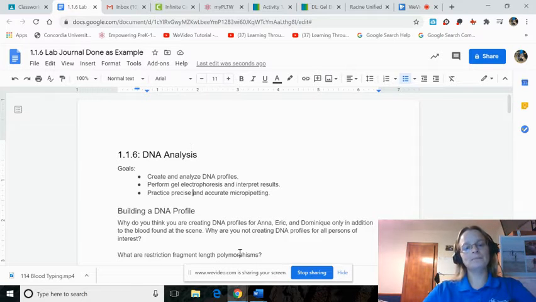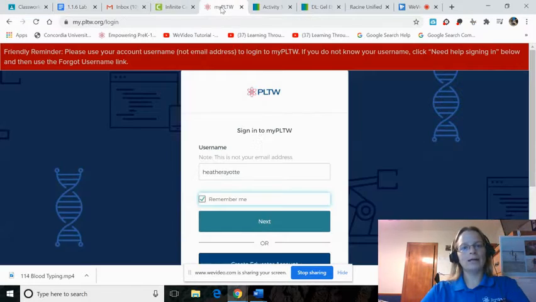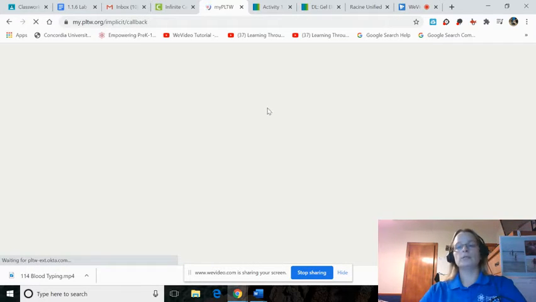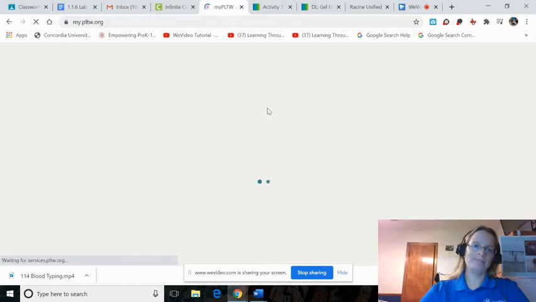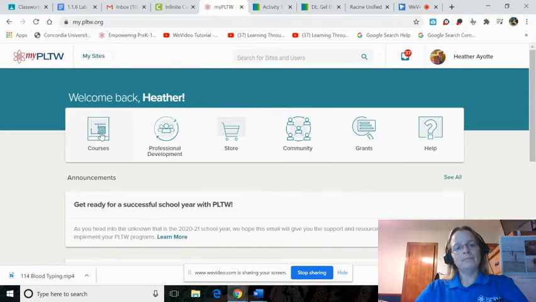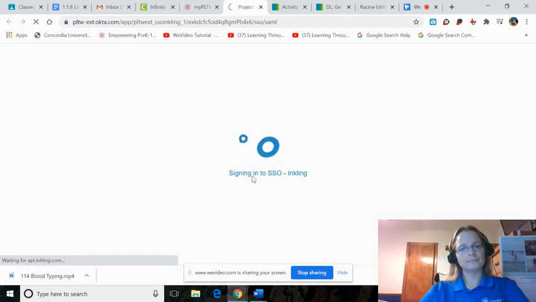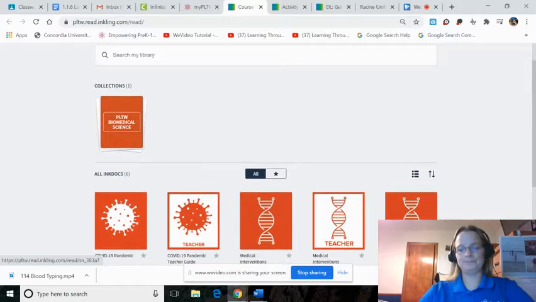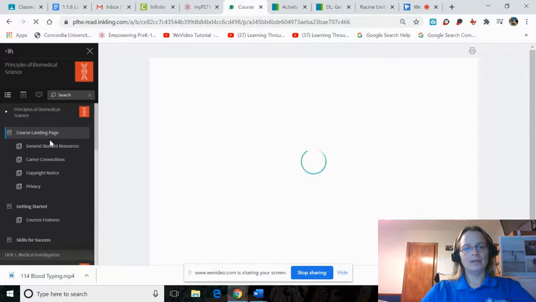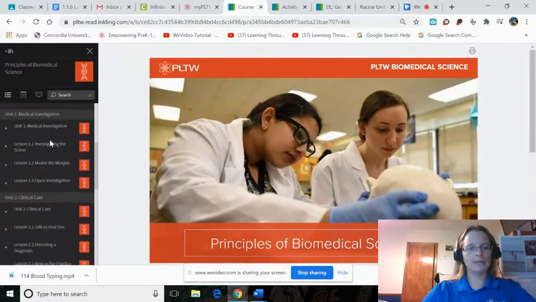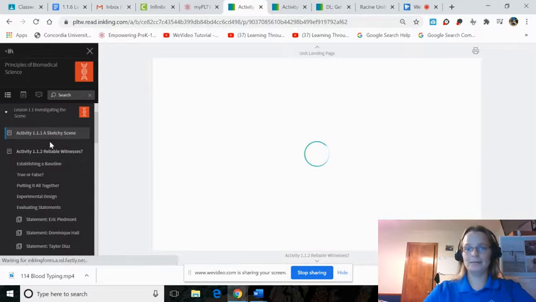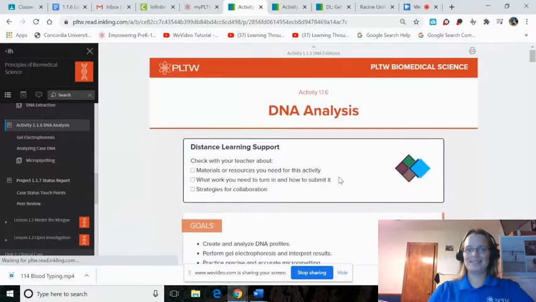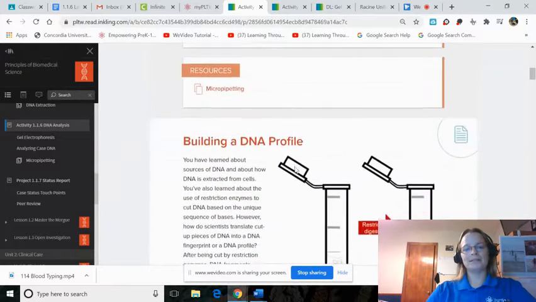Okay, so you have this open. Next thing you want to do is log on to MyPLTW with your username and password, or if yours isn't working, general student and password 1. So you log on, click on courses, choose Principles of Biomedical Science, and then from the left side scroll bar, click on Lesson 1.1, Investigating the Scene, and scroll down to 1.1.6, DNA Analysis. All right, so here we are, today's lesson.